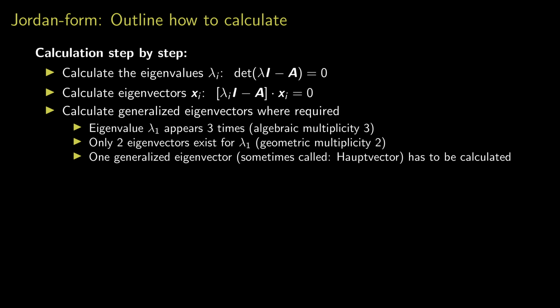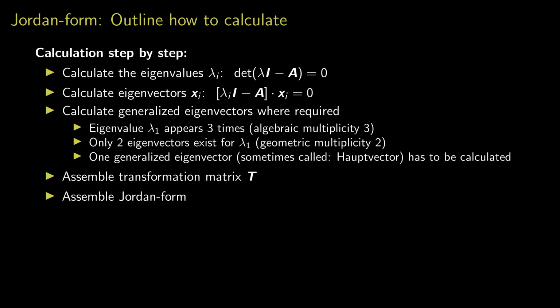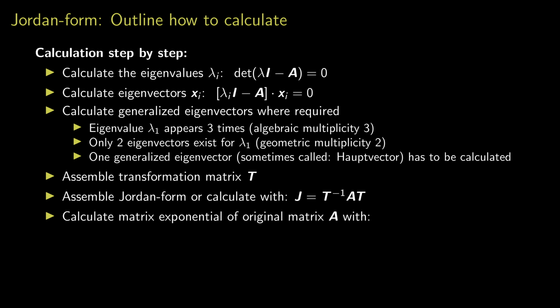After calculating all the eigenvectors and generalized eigenvectors, we can assemble the transformation matrix T from them. Finally, the Jordan form can be assembled either directly using the rules based on the number of eigenvalues, eigenvectors and generalized eigenvectors, or more simply just by calculating it with the equation inverse of T multiplied by the original matrix multiplied by T. Both give the same result in the end. In the very last step, the transformation matrix is used again to calculate the matrix exponential function of our original matrix A using the matrix exponential of the Jordan form.